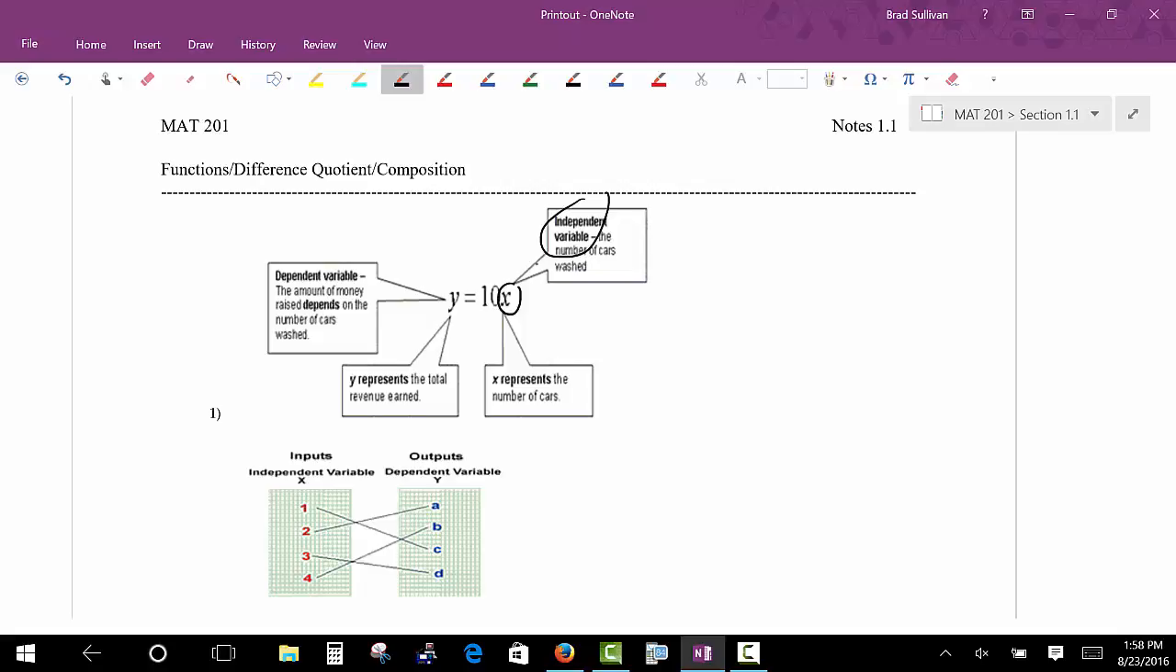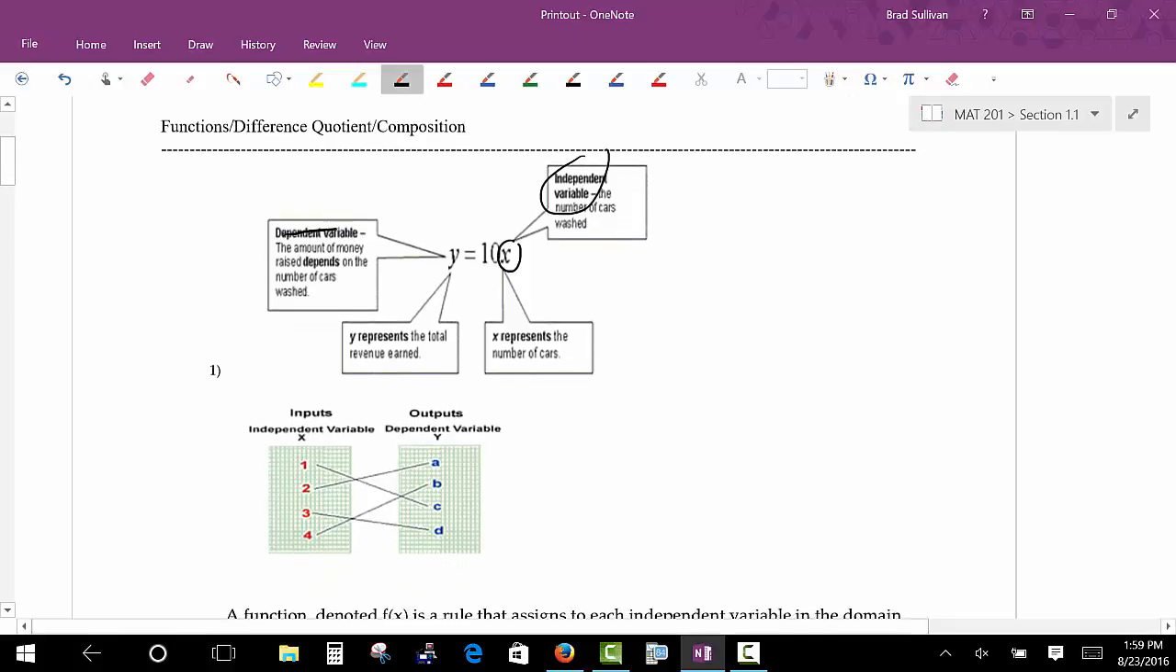Okay, so what we have is an independent variable like we have here, and then y is your dependent variable. What this example is saying is x is the number of cars washed, and y is representing the amount of money raised. So the amount of money raised depends on how many cars are washed. So you have a dependent and an independent variable like that. Now, what's special about a function is that every value of x can only give you one value of y. Every x has a unique y value.